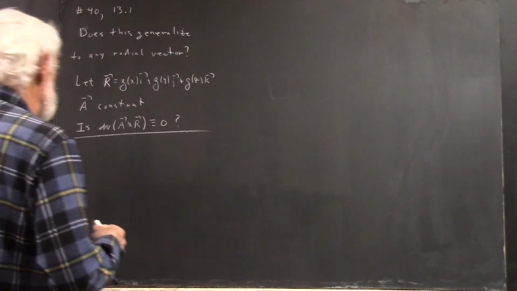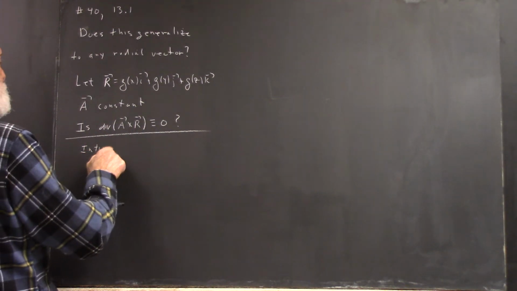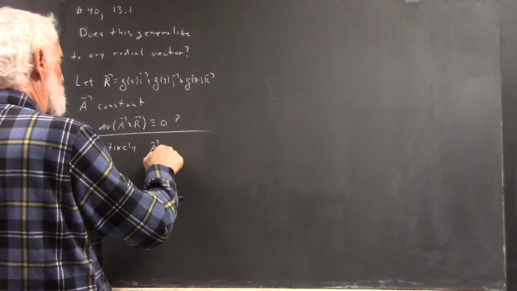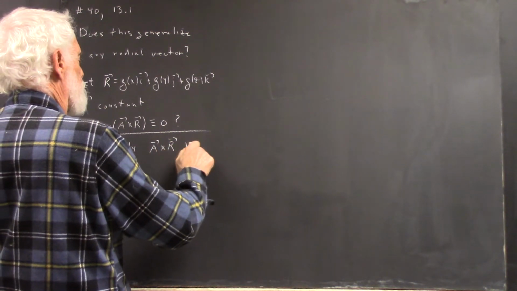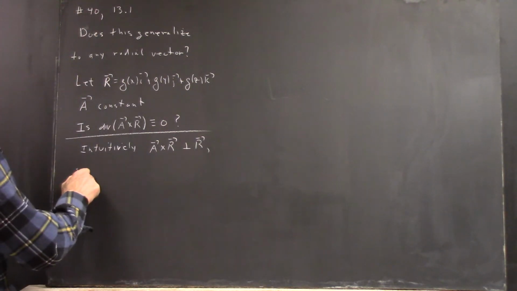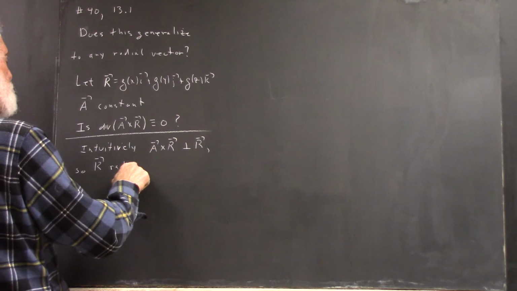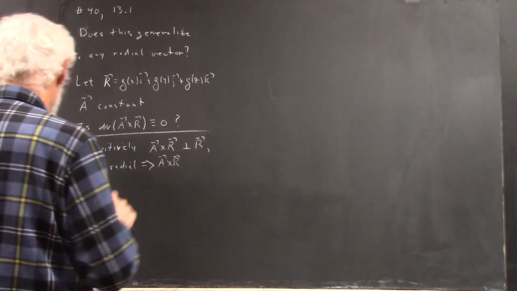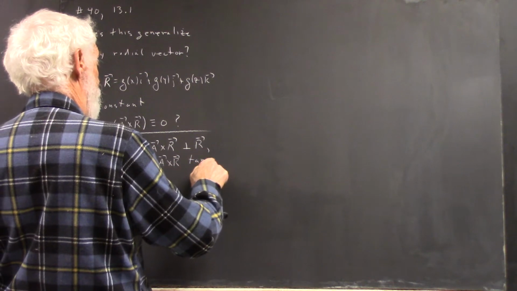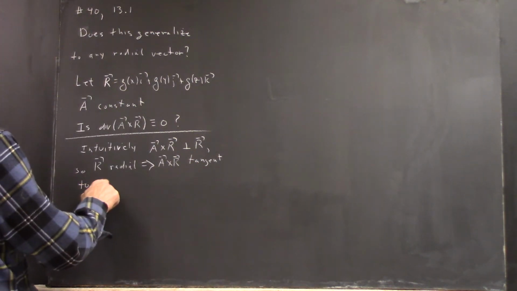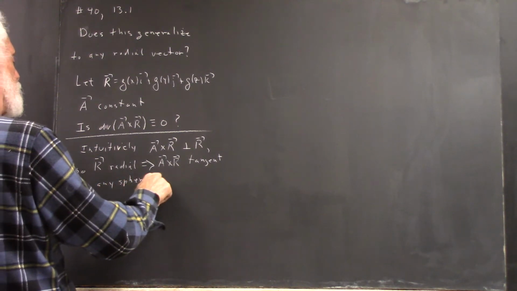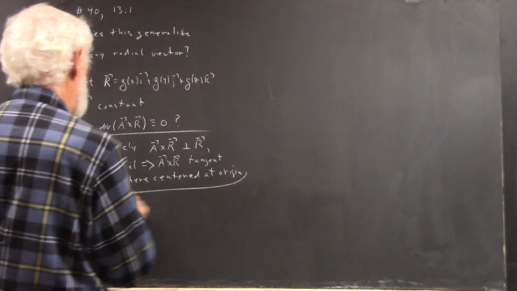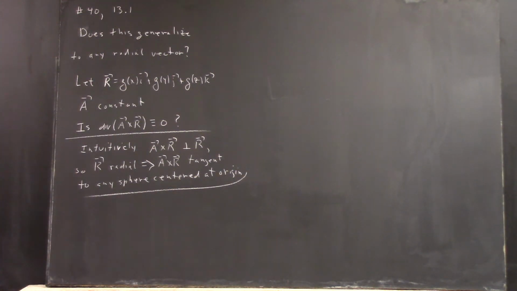So let's see if this is true. So intuitively, A cross R is perpendicular to R. So R radial implies A cross R is tangent to any sphere centered at the origin. Okay, well, let's just see if this holds up.